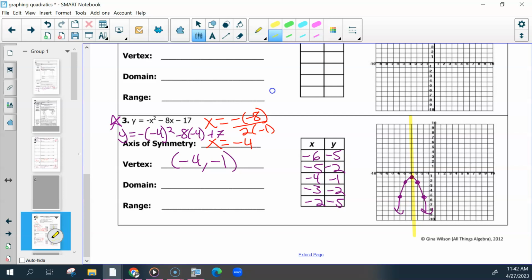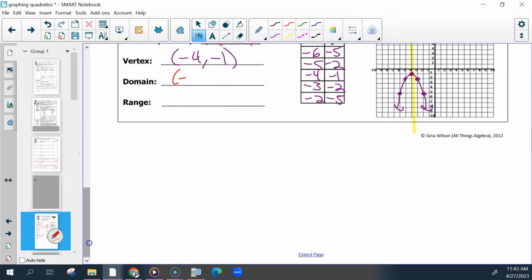What would the domain of this be? Furthest left to the furthest right. Negative infinity to positive infinity. So all real numbers again. What's nice about quadratics is that the domain will never change. It will always be all real numbers. The range is what changes.